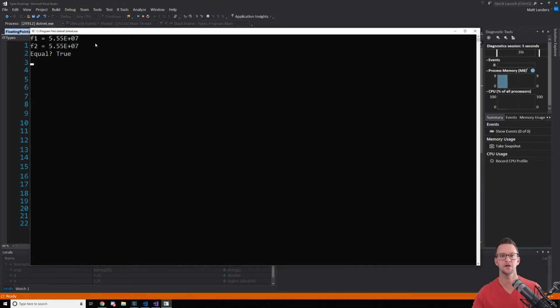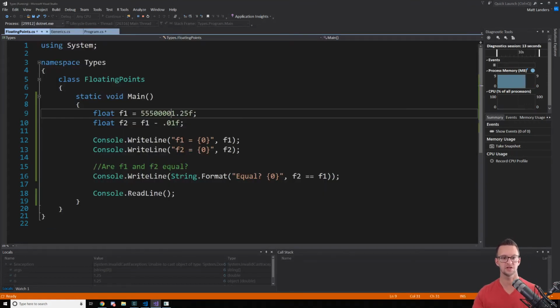So this would not be good to be using in this case, because this is how it's actually stored. It's just 5.55 times 10 to the 7. And now we're losing this $1.25. We still have the 5.55, but you can see where these calculations could go really wrong at some point. So you got to be really careful whenever using this.